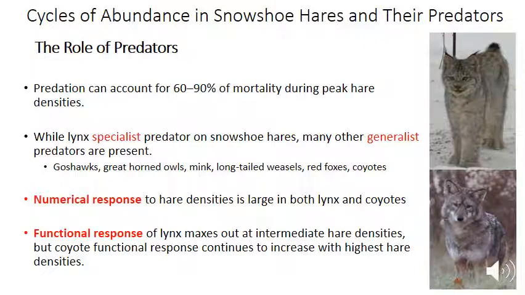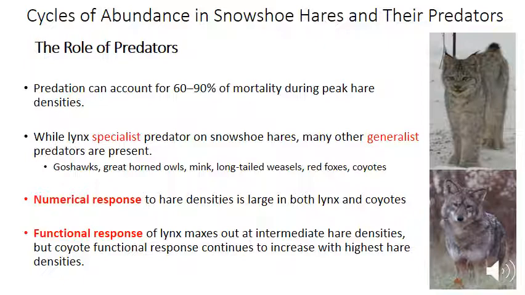So predators, we now know, can have a huge impact on these population cycles in snowshoe hares. And recent data has shown that predation can account for 60 to 90% of mortality in these hares during peak densities. What maybe historically we've overestimated is the effects of lynx on those cycles. Because lynx are specialist predators, we've focused on them. They're specialists, which means they only eat these snowshoe hares.